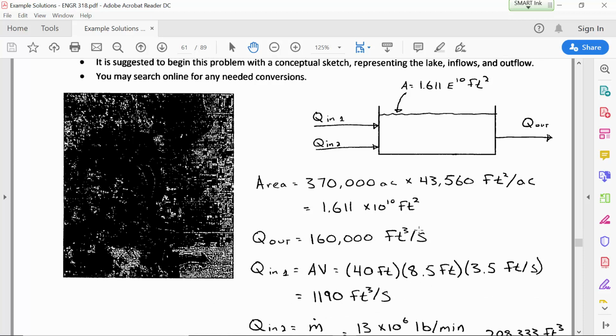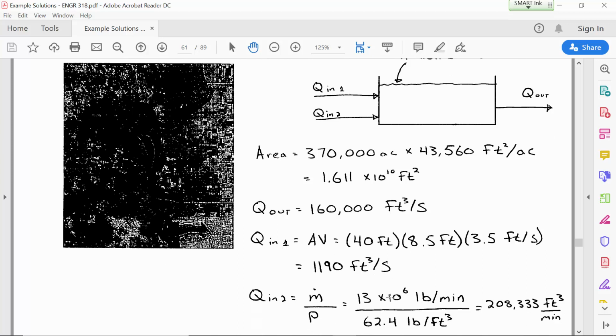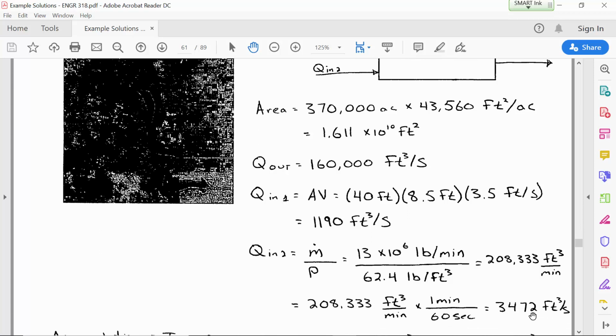That's the 160,000 CFS. The flow rate in 1 is talking about the river that's 40 feet wide, 8.5 feet deep, and has a known average velocity. So from that we can get the volumetric flow rate from the river. And then that upstream dam is releasing 13 times 10 to the 6th pounds per minute. So we can convert that into cubic feet per second by dividing by the density. Then it gives us the volumetric flow rate per minute, and dividing that by 60 gives us volumetric flow per second. So there's a little bit of water coming into this reservoir and a lot of water going out.